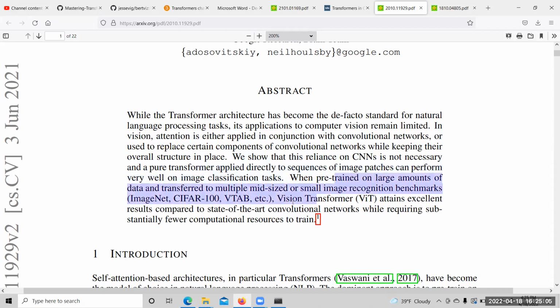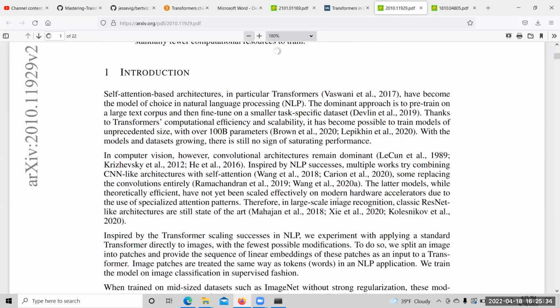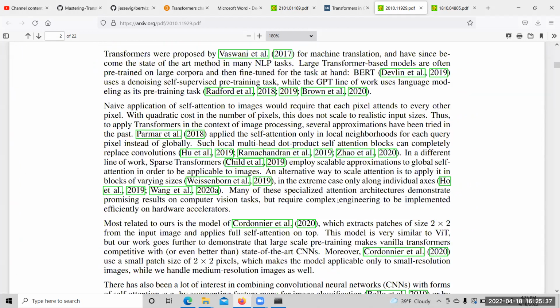When pre-trained on large amounts of data and transferred to multiple mid-sized or small image recognition benchmarks, such as ImageNet, CIFAR-10, etc., the Vision Transformer attains excellent results compared to state-of-the-art convolutional neural networks, while requiring substantially fewer computational resources to train, right? So you're leveraging, once again, that incredible power of GPUs that transformers leverage. Okay, so you can read through the rest of the paper.